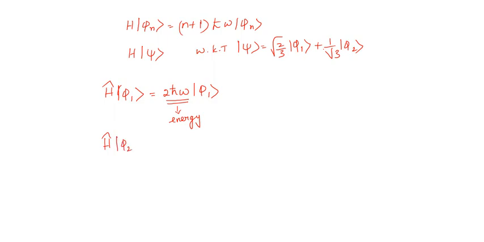Because pi 1 and pi 2 are given in our question. Pi 2 will be getting n plus 2, n plus 1, 2 plus 1, 3 h cross omega into pi 2. So these two are energy. Now we want the probability of getting 2 h cross omega.